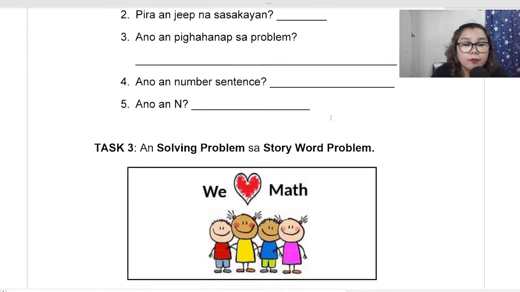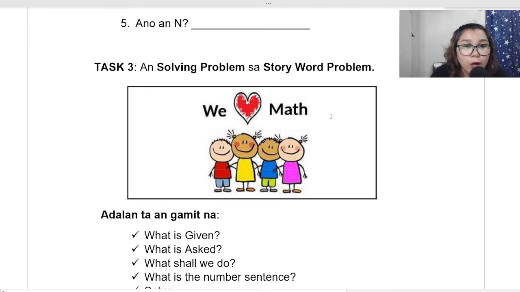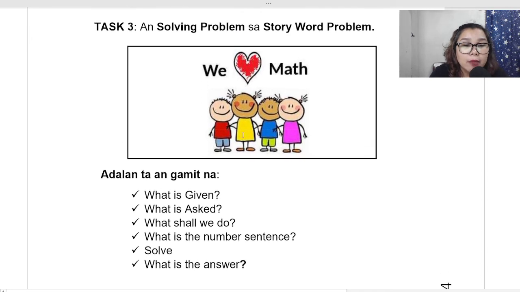Okay, number 3. So, last part, unsolving problems, a story word problem. So, there are terms that we are going to use now. And then, from the activities that we done, doon sa gibuhon mo 1 and gibuhon mo 2, so dito na ma-organize maayos para yung English terms partner na doon sa what you answered from questions number 1 until number 5. Okay, we have here what is given, what is asked, what shall we do, what is the number sentence, solve, and what is the answer.